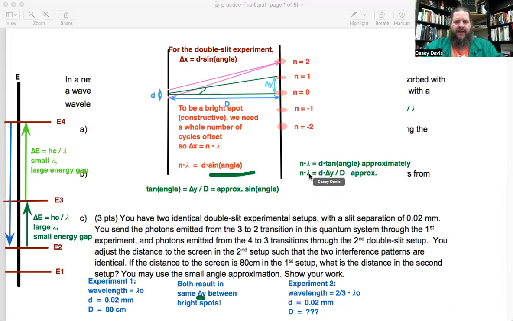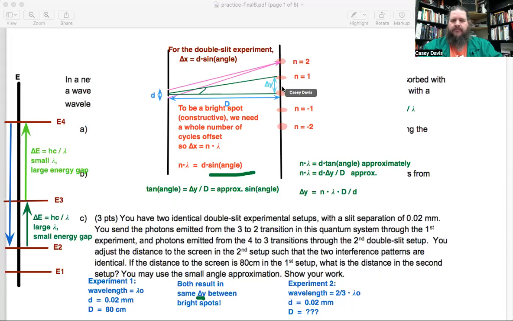So that means that if we wanted to figure out, for instance, the height of the nth bright spot, because keep in mind, this is just talking about bright spots. If we solve for delta y, we can just multiply by big D and divide by little d. So n times wavelength times big D divided by little d. So this formula tells us the height of the nth bright spot. Any questions on that so far?